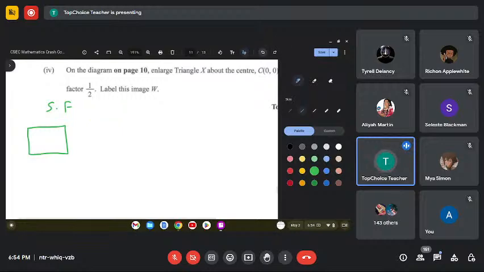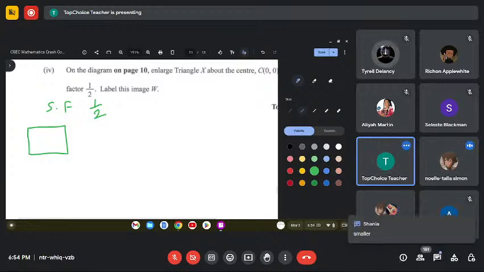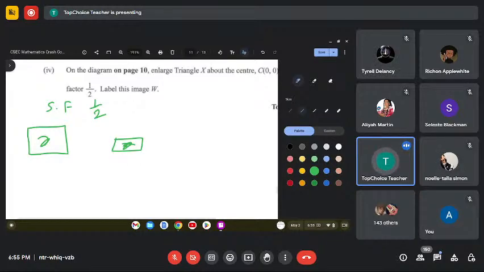So if we have a scale factor of a half, what do you think? Would the box be getting bigger or smaller? Smaller. It's going to diminish in size. So this would be half the size of the original image.